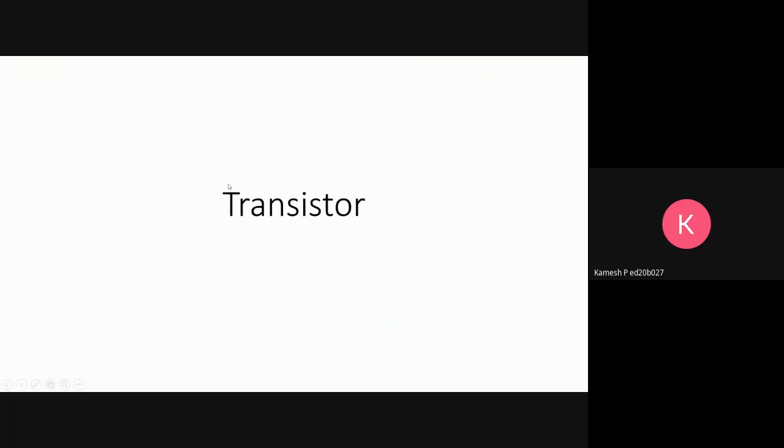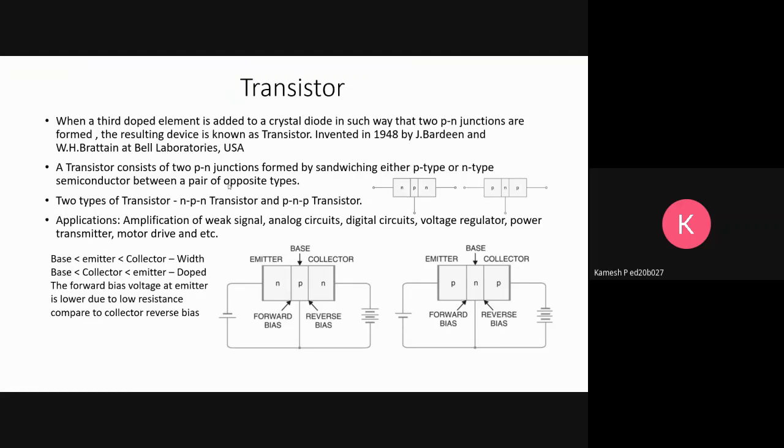Let's move on to transistors. A transistor is formed when a third doped element is added to a crystal diode in such a way that two PN junction diodes are formed. You can see that NPN or PNP both have two PN junction diodes, and it was invented in 1948 by J. Bardeen and W.H. Brattain at Bell Laboratories in USA.